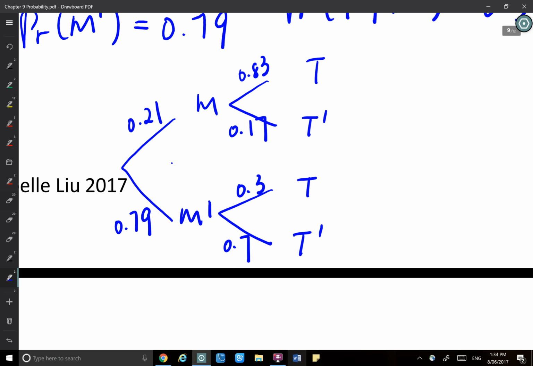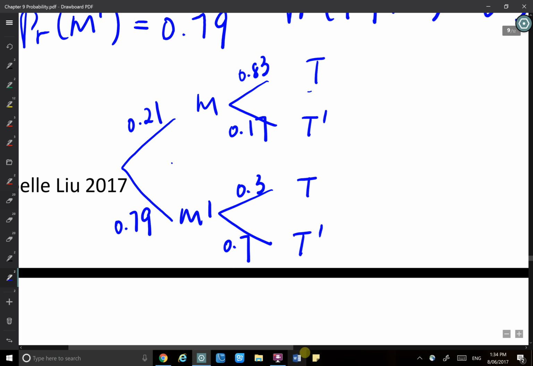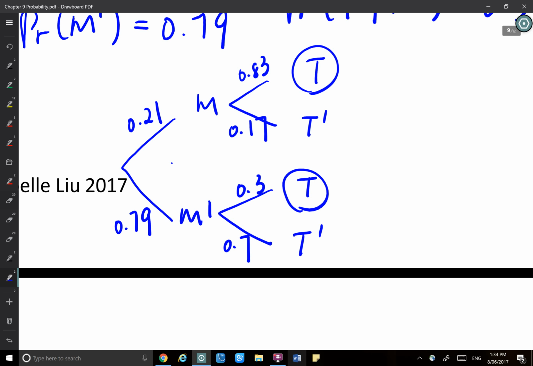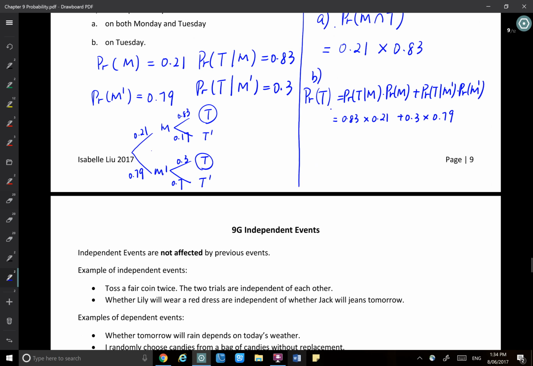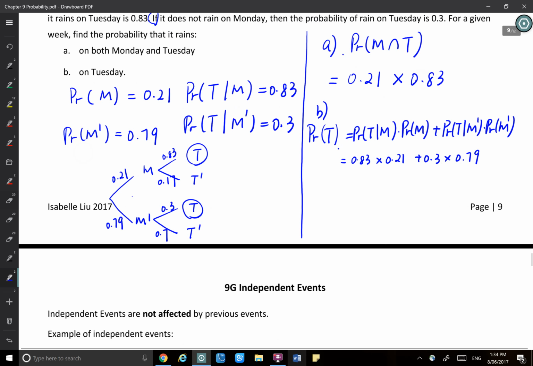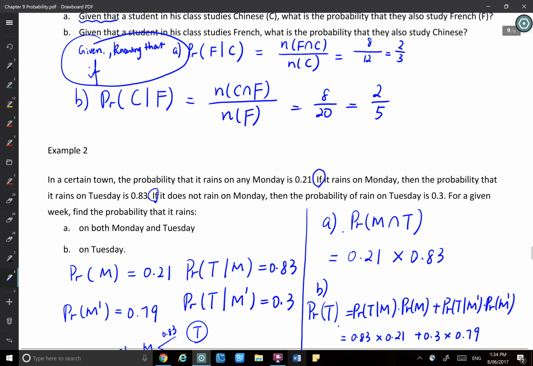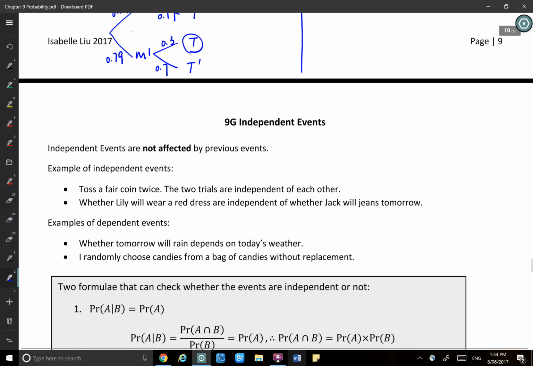If it's Monday and Tuesday both rain, it's 0.21 times 0.83. The probability that Tuesday rains will be this probability plus this probability, added together. So it can be done by tree diagram directly, or if you know the law of total probability, you would use that. That's the given event; this is called conditional probability.